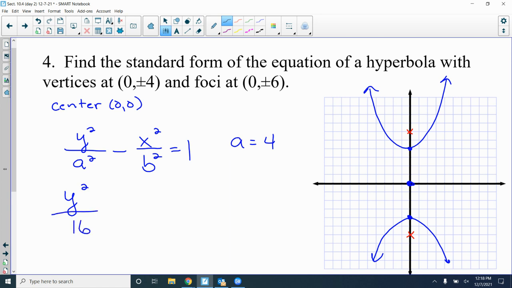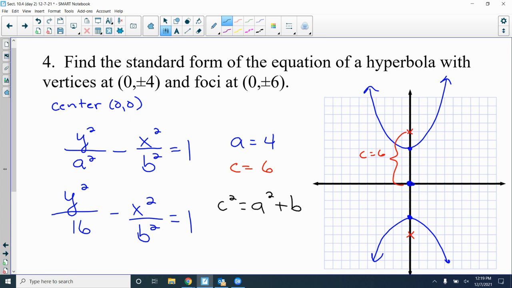And do I know c? No, but you can. Yeah, it's 6. c will be 6. So c will be the distance from the center to the foci. c is 6. And I know that c squared equals a squared plus b squared. And I can find b from there.